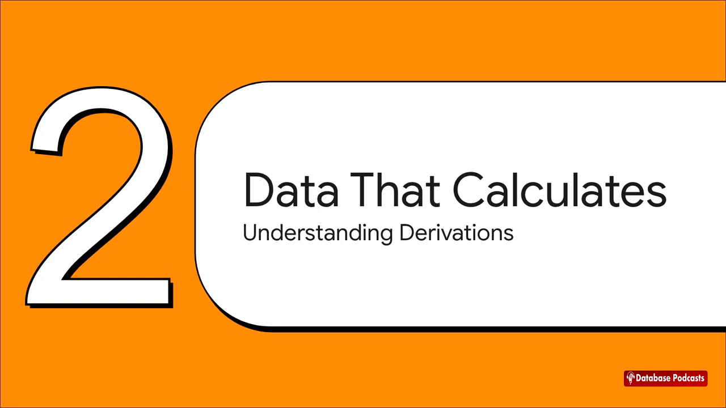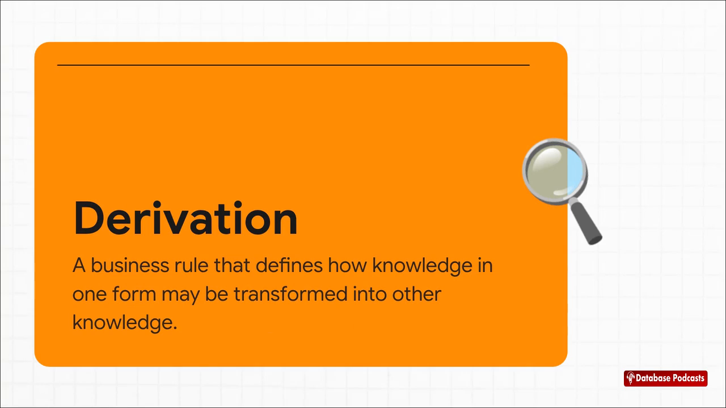All right, so we're getting pretty good at enforcing rules on the data we store directly. But what about the data that we don't store? I'm talking about information that's calculated from other data points, like, say, the total value of one line item on an invoice. How in the world do we handle that? Well, the business rule for this has a specific name. It's called a derivation.